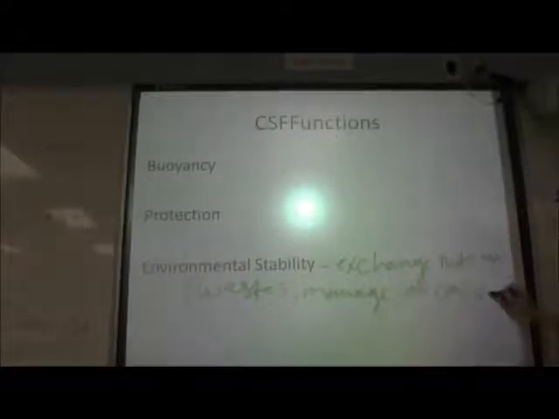So cells are going to help with this, but CSF is going to act as this medium through which we can have this exchange of different materials from the blood and back through the CSF and then through the interstitial fluid.